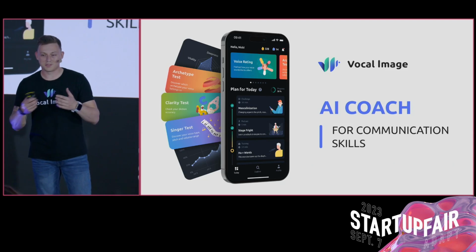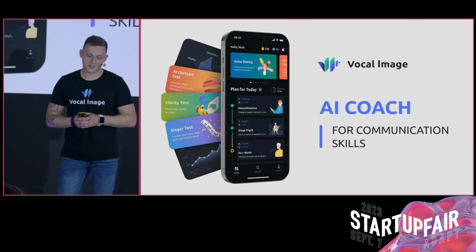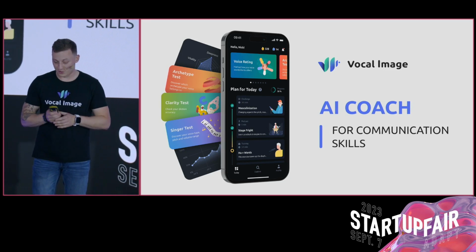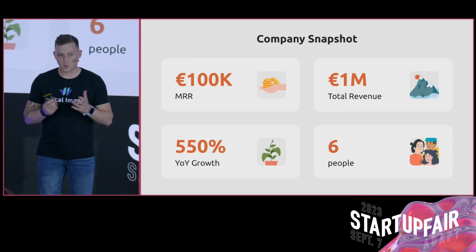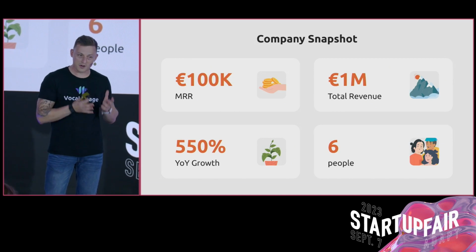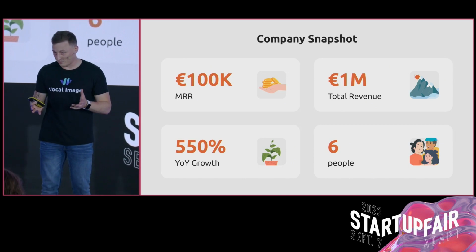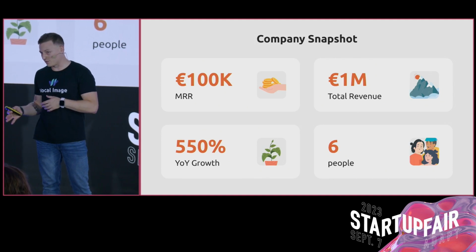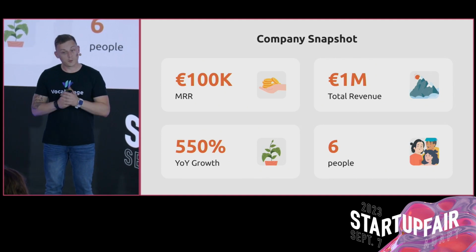Hi, my name is Nick. I'm from Vocal Image, and we've created an AI coach for communication skills. We have 100K in MRR, 1 million in total revenue. Our year-over-year growth is above 500%, and we are a team of 6.